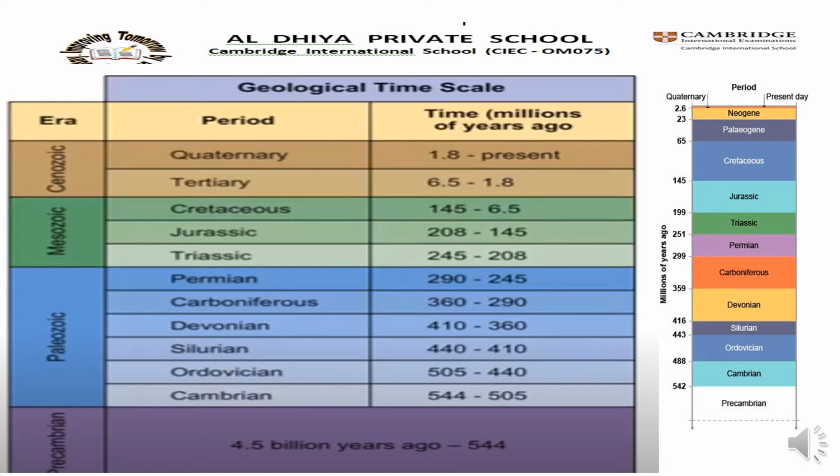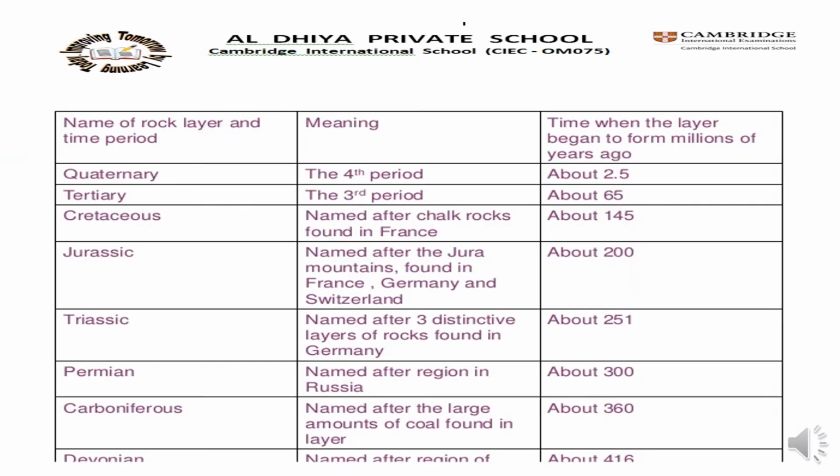Next is the Cenozoic era, that is 65 million years ago to present. Cenozoic era began 65 million years ago and continues into present. It is divided into 2 periods, tertiary and quaternary. In this slide we can see the name of the rock layer and time period. Some examples.